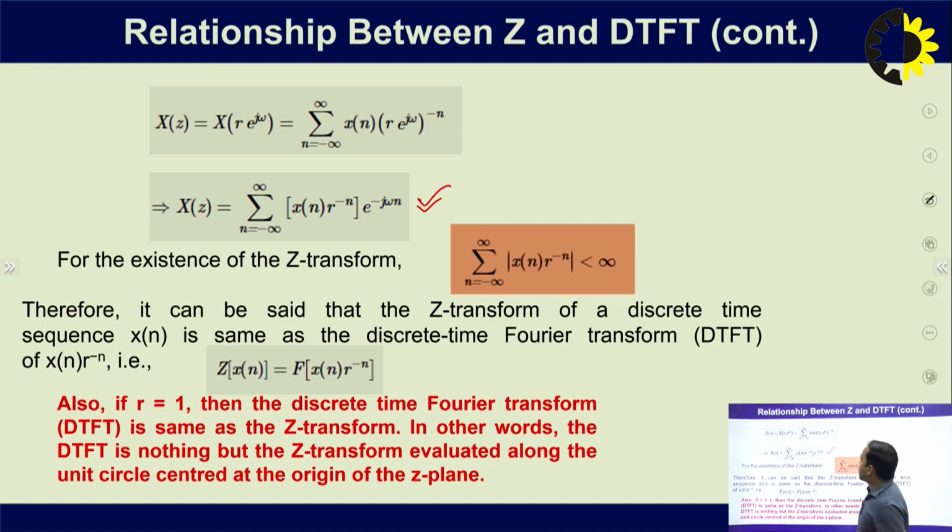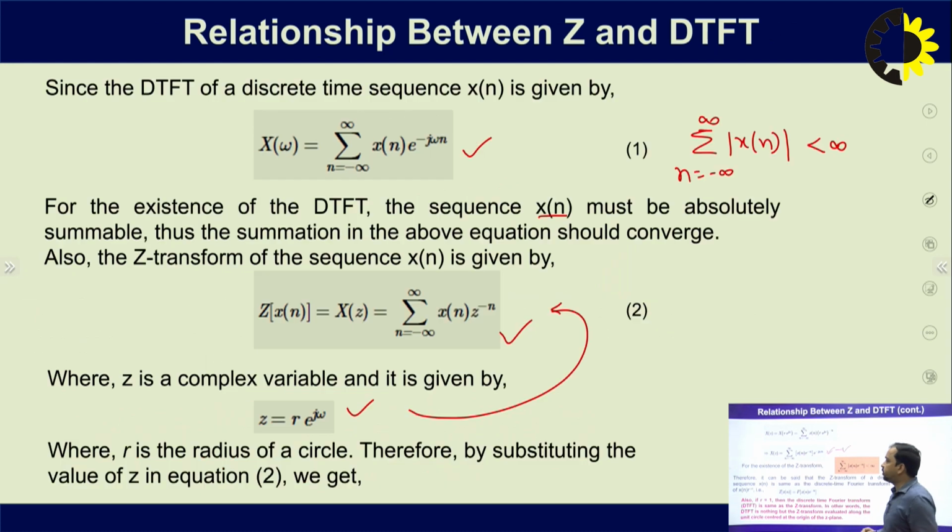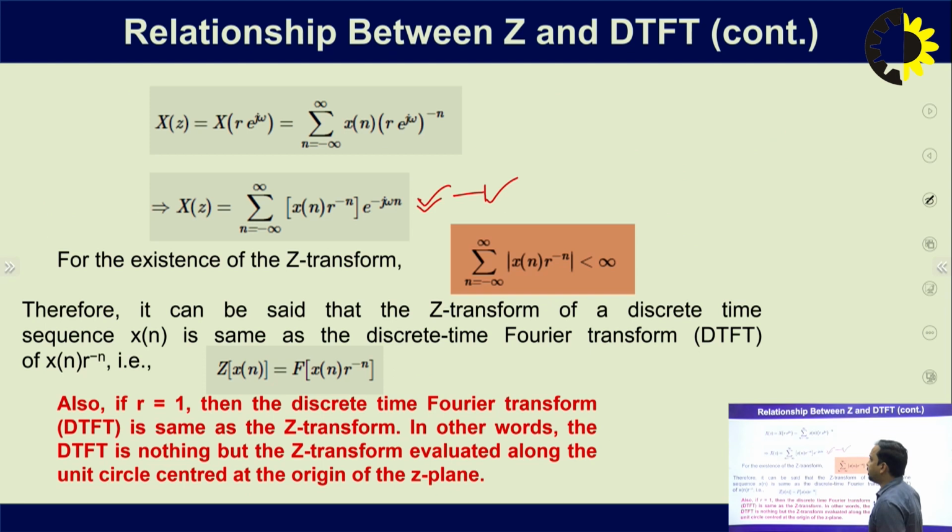If we compare the right hand side of this equation with our Fourier transform equation, let's say this is equation number 1, we can say that the Z transform is nothing but the Fourier transform of the quantity x[n] r raised to power minus n. Again, for the existence of the Z transform, x[n] r raised to power minus n must converge, meaning the summation of this factor must be a finite value.